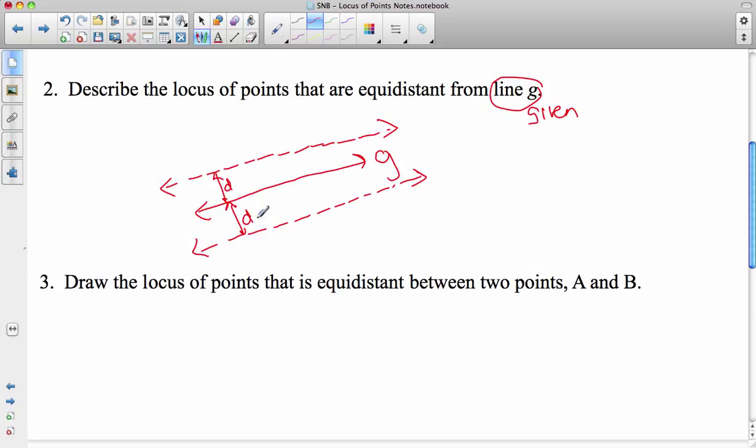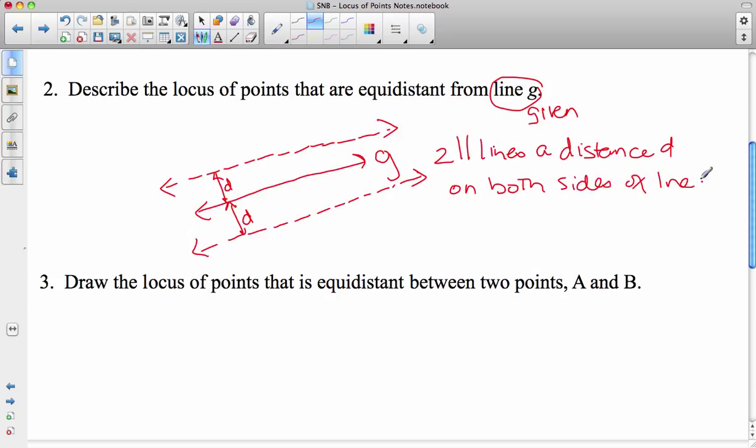So if we had to describe that locus of points, we would say 2 parallel lines, a distance D on both sides of line G. Okay. On to number 3.